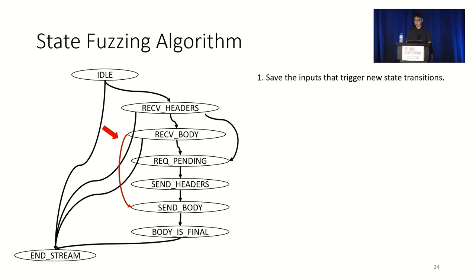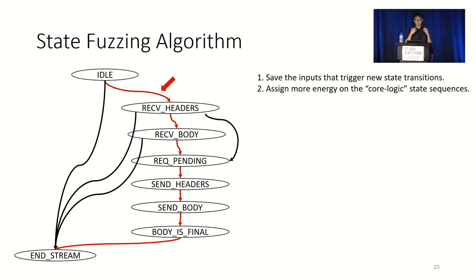After constructing the state transition tree, we added several heuristic algorithms to boost the state space exploration. Firstly, we want to explore more state space. Therefore, any input that triggers a new state transition, we will save it and continue to fuzz it. Our second heuristic is we want to put more effort on the core logic, which has a great potential to find new states and bugs. Because we found that not all state transitions are equally important.